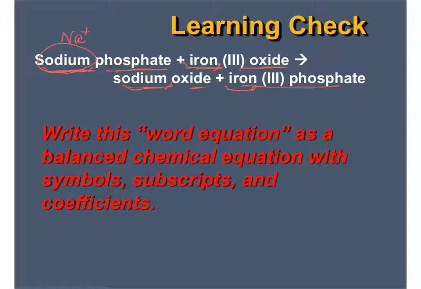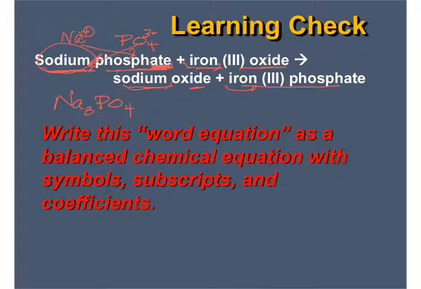Okay, sodium's in group 1, so it's got a charge of +1. Phosphate is a polyatomic ion. We know that because of the ending ate or ite. So look that up if you need to, if you don't have it memorized. Okay, and then do your crisscrossing of charges. And so sodium phosphate looks like this.